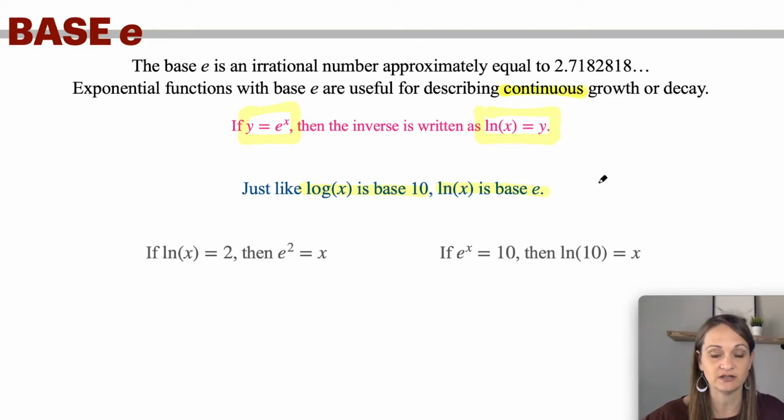So for example, if the natural log of x equals 2, then e to the 2 is the same thing as x. Again, if you think of natural log as having an understood base e, then e raised to the 2 equals x, which it does. Same thing, if e to the x equals 10, then the natural log of 10 equals x.